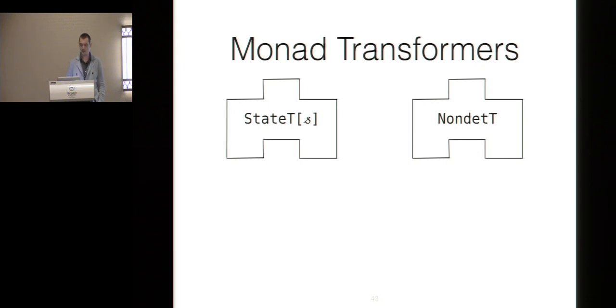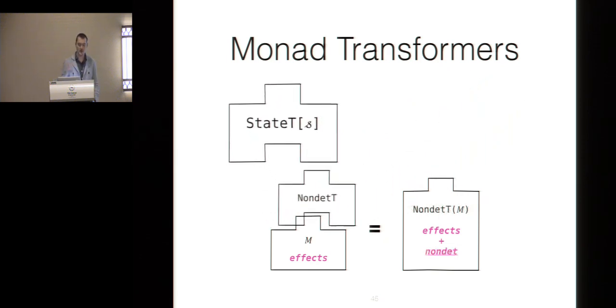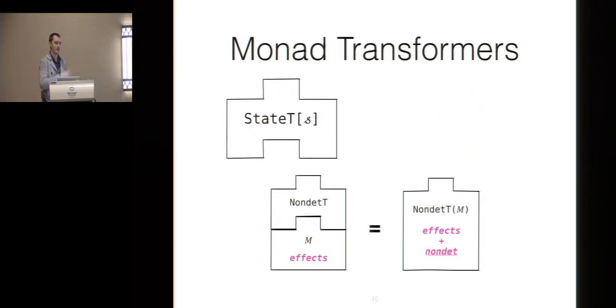For each of these effects, there's a monad transformer that implements that effect. And the way you use a monad transformer is you start with some existing monad that maybe has some effects inside of it, and you put a transformer on top, and what you get is a new monad with an extended effect interface. So this monad on the right-hand side has the effects from before, plus we've added state to it. Likewise, you put a non-determinism transformer on top of that monad, and you've added the non-determinism effect to that monad.